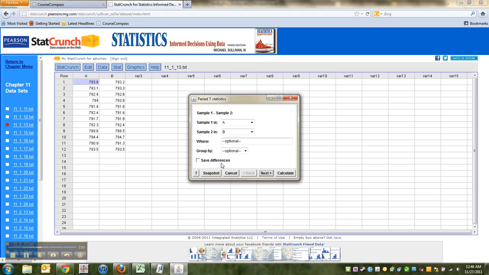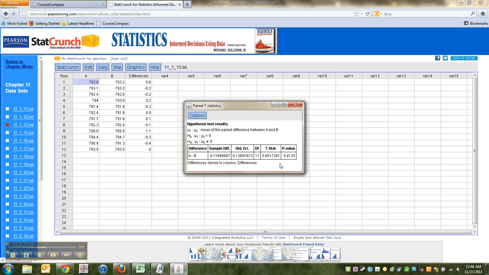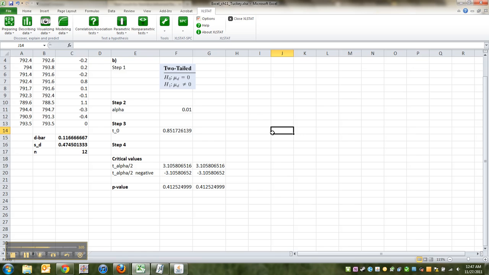Oop, back just for a second. You have the option to save your differences, by the way. Might be useful if you want to have that column or not. I mean, it's up to you. And then it's saying, what's your mean difference? 0. It's a not equal to test. Next. I don't care about that. Calculate. And see, there you go. Your T statistic, see right there, 0.85. And the p-value is 0.412, and then you see it typed in all the differences for us right there, just like Excel did. So I could always copy and then go back to my Excel and paste these values in.